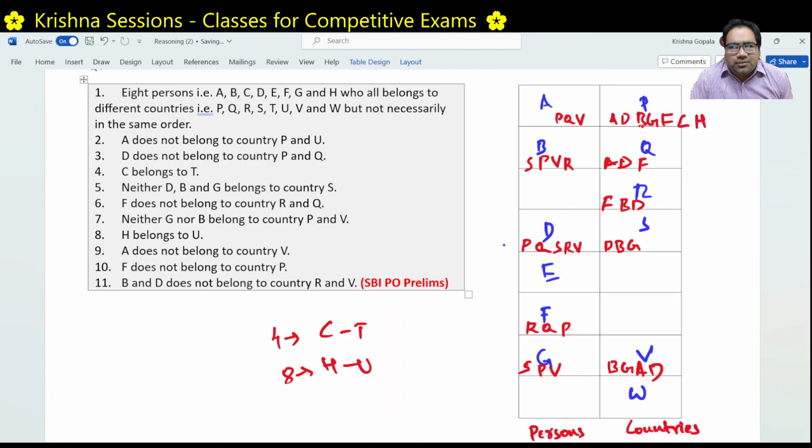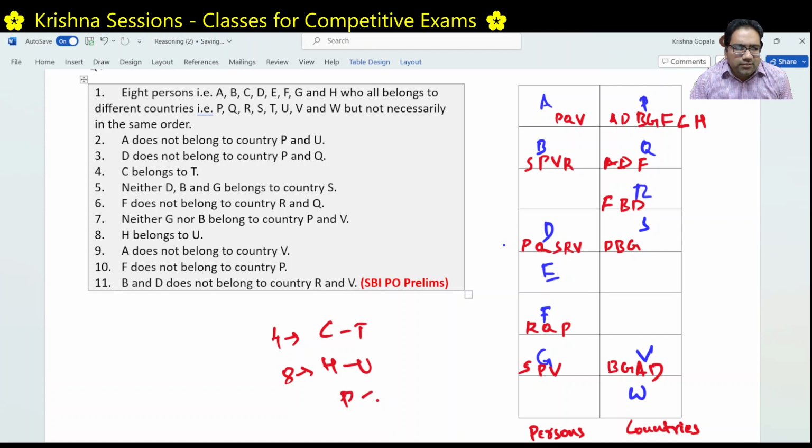Now just observe. There are 7 persons who will not fit P. There are total 8 persons. Who are those 7 persons? A, B, C, D, F, G, H. E is missing. That means P can accommodate only E. Because there are 7 persons who cannot fit P, the only remaining person is E. So P and E can be directly mapped.